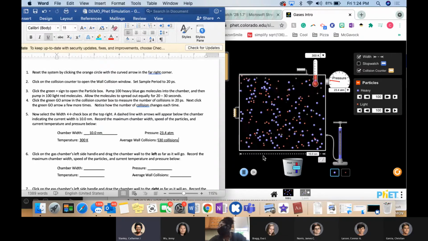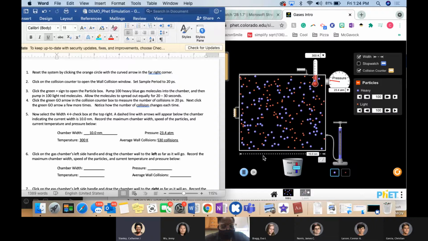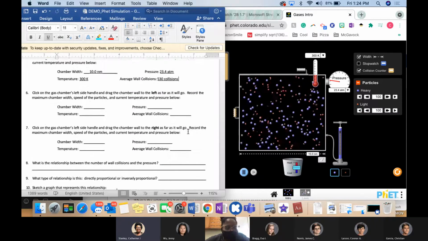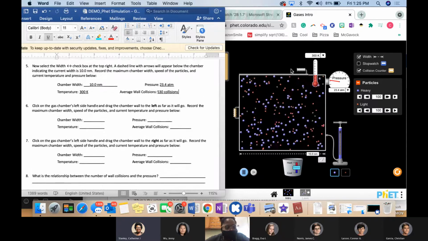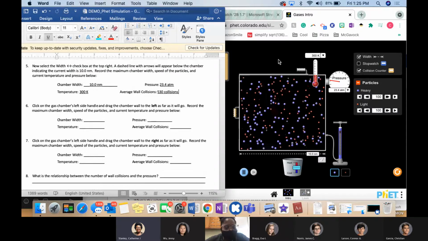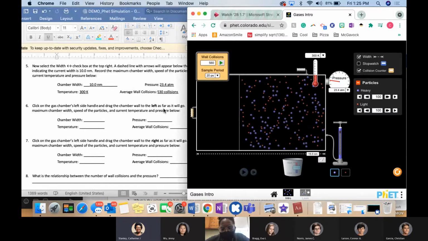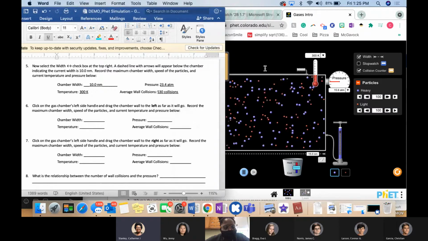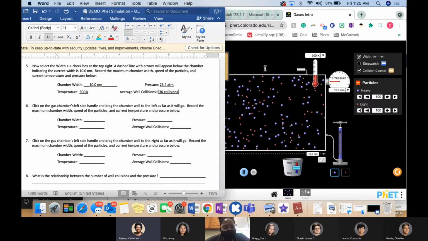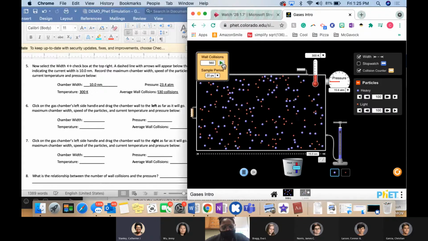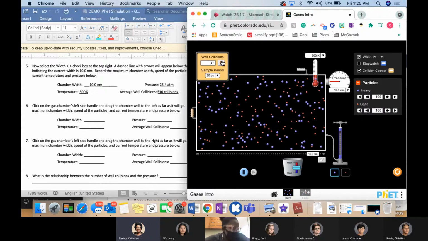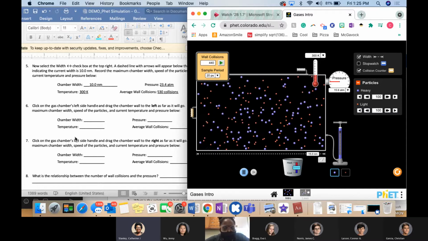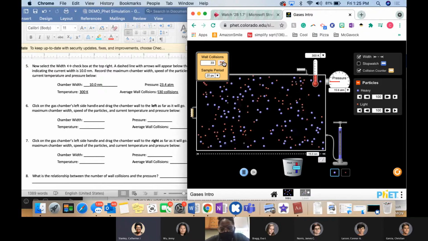Down here at the bottom, make sure you click width. Mine's 10 nanometers. All right. Now it says click on the gas chamber's left side and drag the chamber wall to the left as far as it will go. Record the maximum chamber width, speed of the particles, and current temperature and pressure below. My wall collisions, be sure to click play on your wall collisions to get a new rating. You had 440 that time.